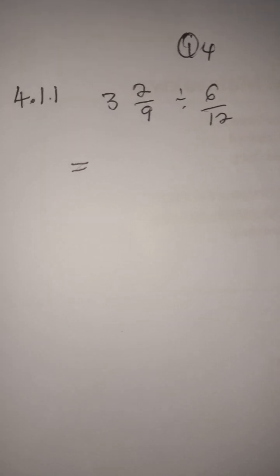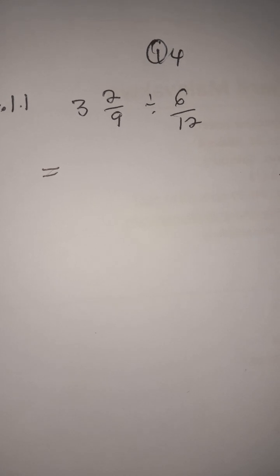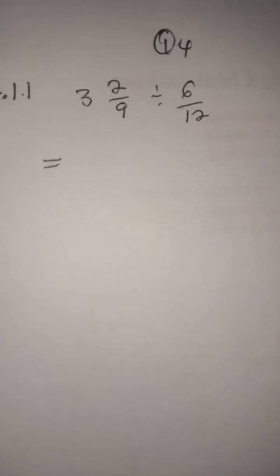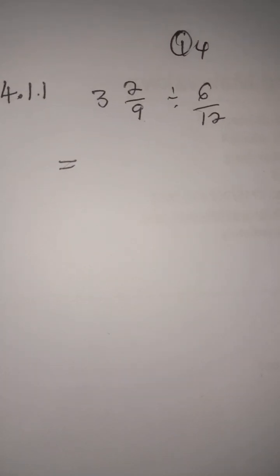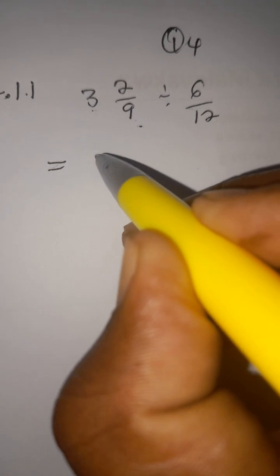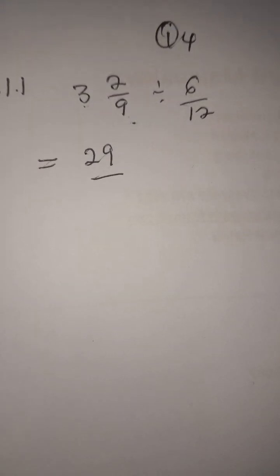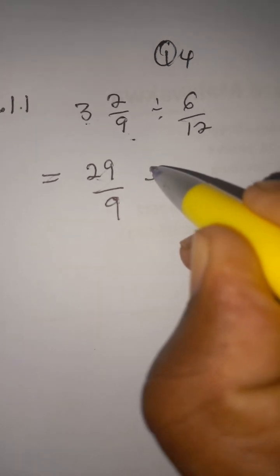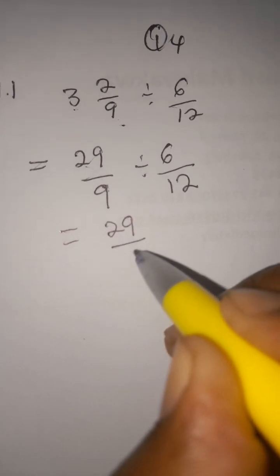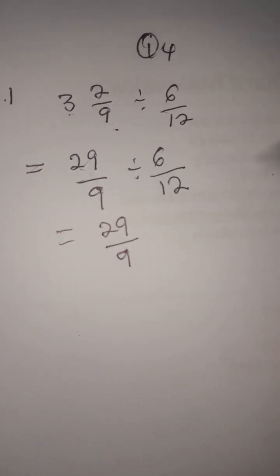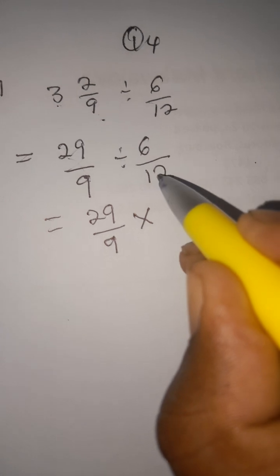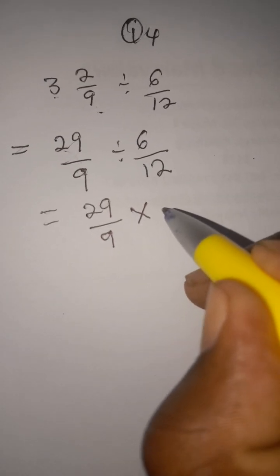First thing first, in terms of 4.1.1, I want you to understand this. Since you are given a mixed fraction, you need to change that mixed fraction into a proper or improper fraction, right? So we are going to say 3 times 9, which is 27. So 27 plus 2, what is that? 29. Remember I said 3 times 9 is 27 plus 2, that will be 29. So in other words, you are having 29 all over 9 divided by 6 all over 12.